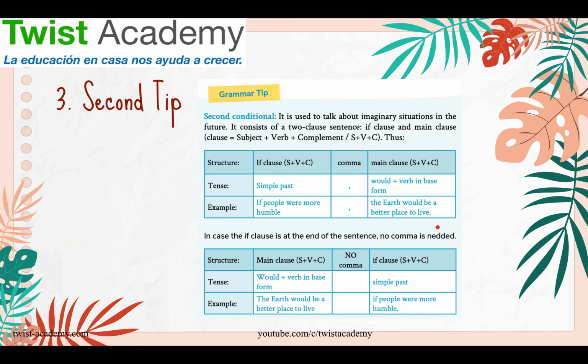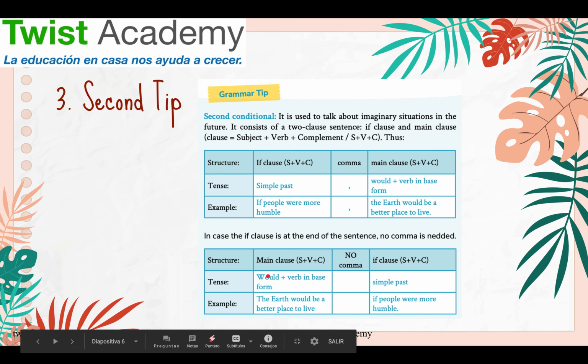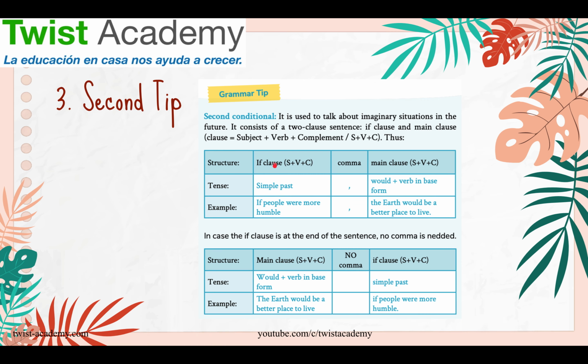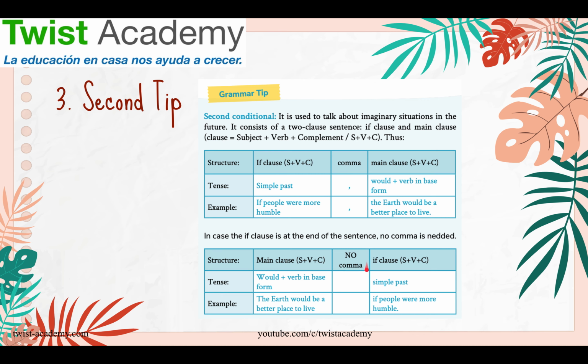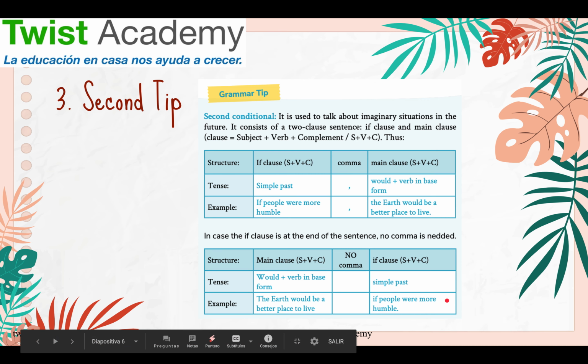However, if you reverse it and you put the main clause at the beginning of the sentence and the if clause at the end of the sentence, you do not need a comma. So, using the same example as we are giving here, the earth would be a better place to live if people were more humble. The only thing that they are doing is reversing the sentence. Here we have the if clause, if, at the beginning of the sentence, and here we have the main clause at the beginning. Here we have the main clause at the end, and here we have the if clause at the end.